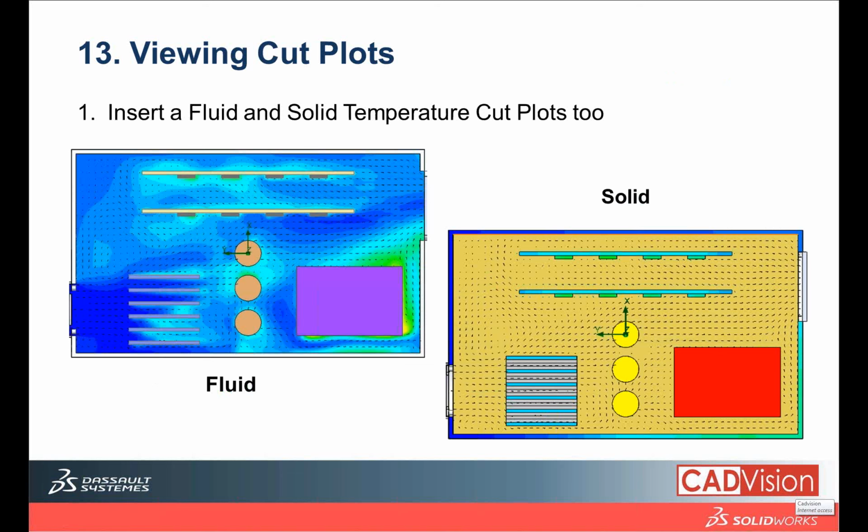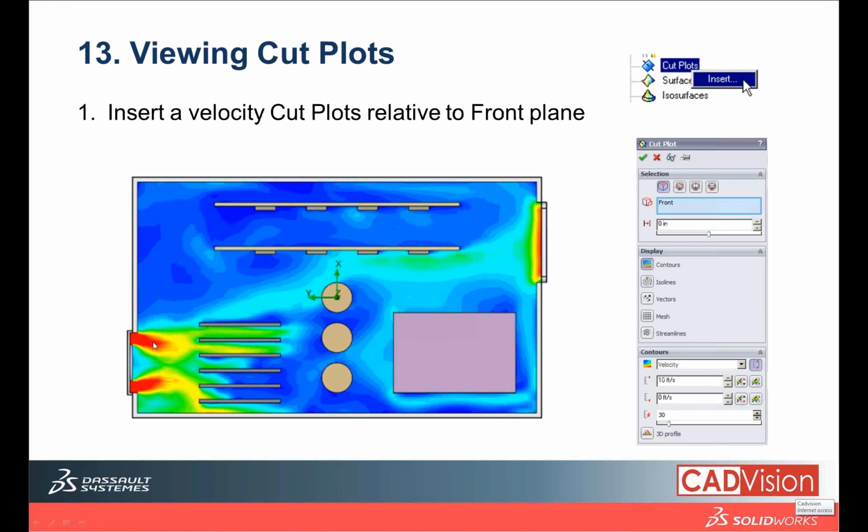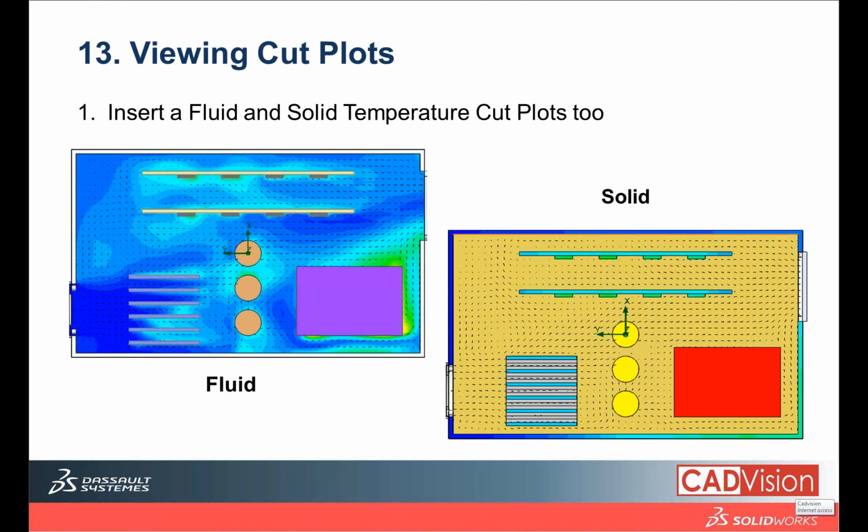We would like to know the fluid temperature cut plots too, and the solid temperature cut plots too. As for the fluid temperature cut plots, it's logical: if the velocity of the flow is high, the temperature will be lower. Where the air does not flow through, or the air flow is slow, the temperature is higher at this portion. So this will be the air temperature.